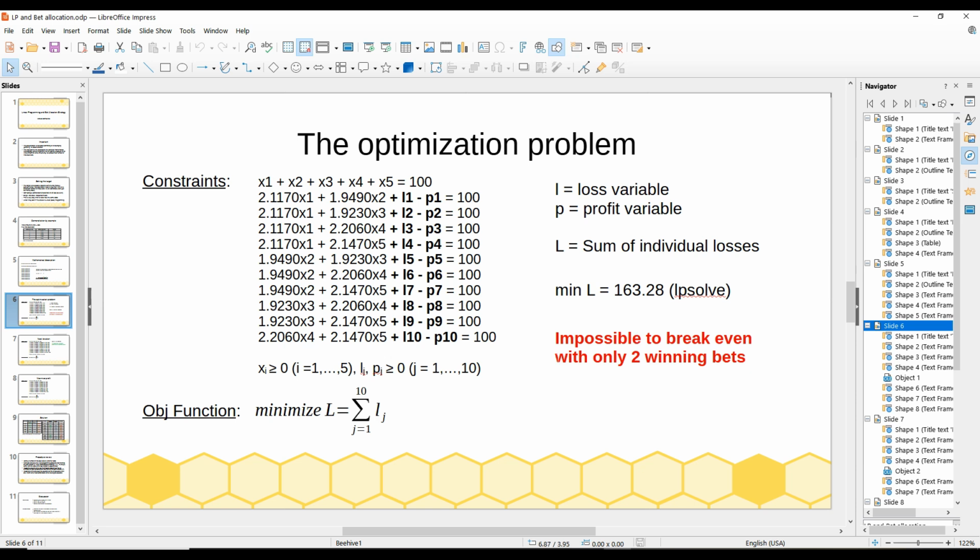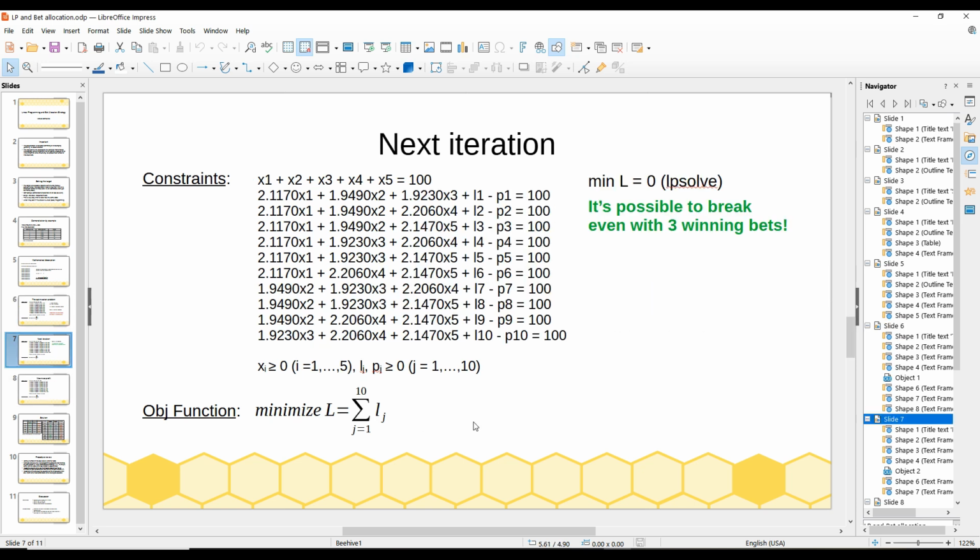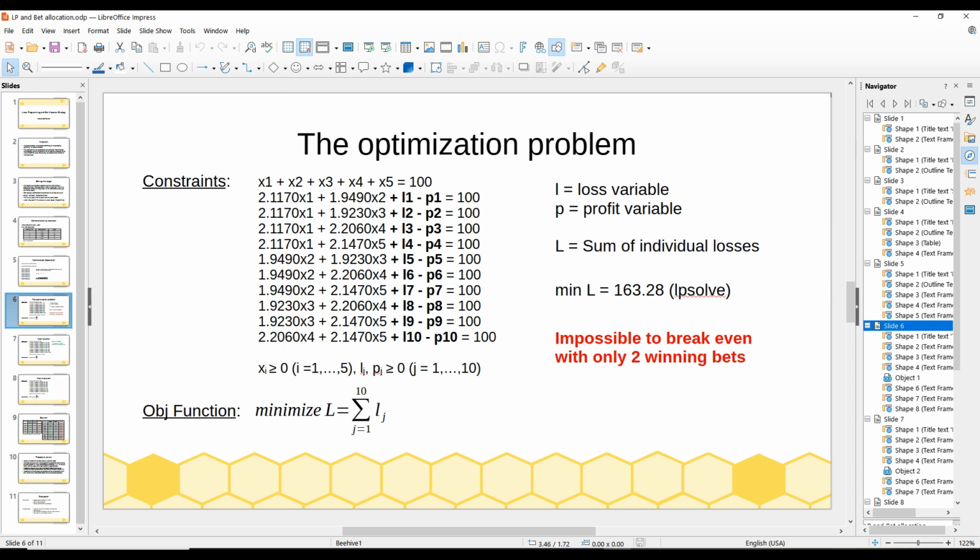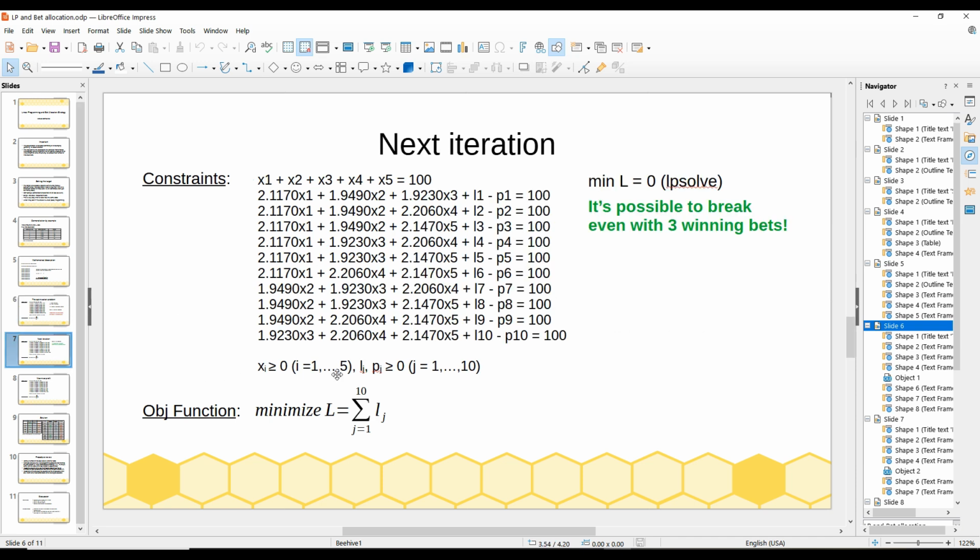163.28. This means that there is absolutely no way we can at least get our money back if we win 2 bets in any combination. It's impossible. So we move on to the next iteration and we do the same thing now for every combination of the 5 bets by 3. As you see now, these terms are 3 in every equation. Okay, 2 bets per equation, 3 bets per equation, and we optimize the exact same problem as before.